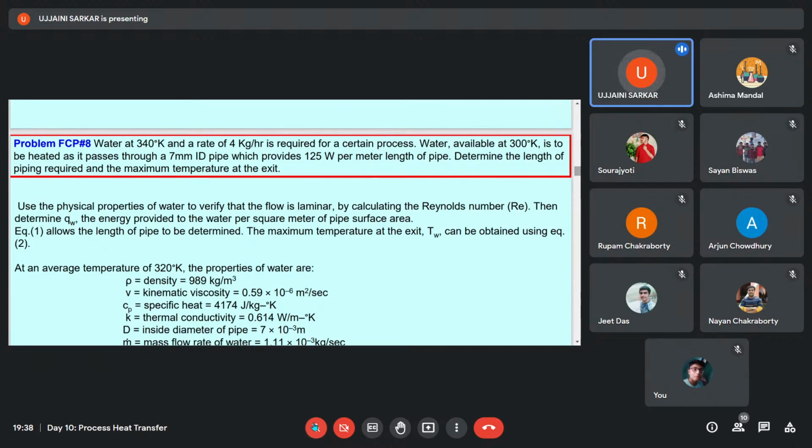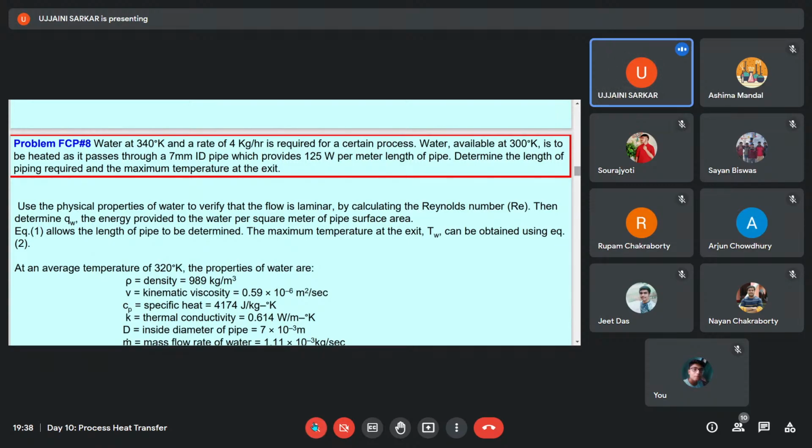It passes through a 7 millimeter ID pipe, and the pipe wall is providing always 125 watt per meter length of pipe. Length of the pipe, it is giving this much of wattage, this much of heat in terms of watt per meter length of pipe. 125 watt per meter is the heat provided by the pipe to the water, which is available at 300 Kelvin. And this heat will raise the temperature of the water to 340. Determine the length of the pipe required and the maximum temperature at the exit.